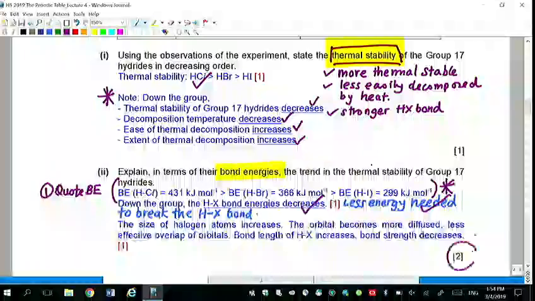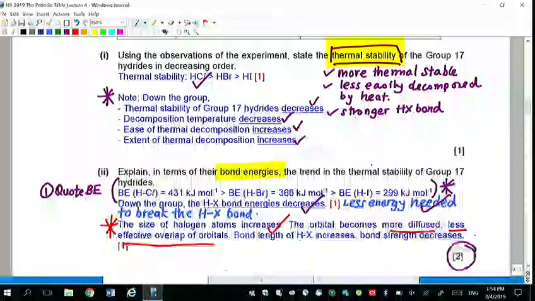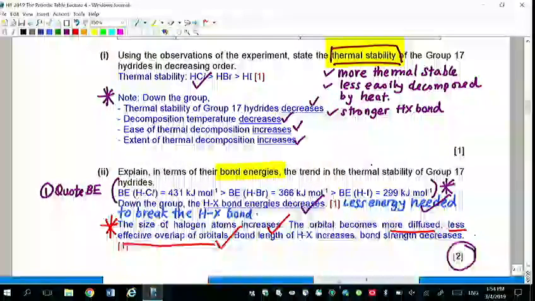Because the question is a 2 marks question, you should be able to explain and account for the decrease in bond energy down the group. This is under chemical bonding, so I want you to take note of the second point. What I need to mention is that down the group, the size of the halogen atom increases. So the orbital becomes more diffuse. The effective overlap becomes less effective. Bond length increases, bond strength decreases.